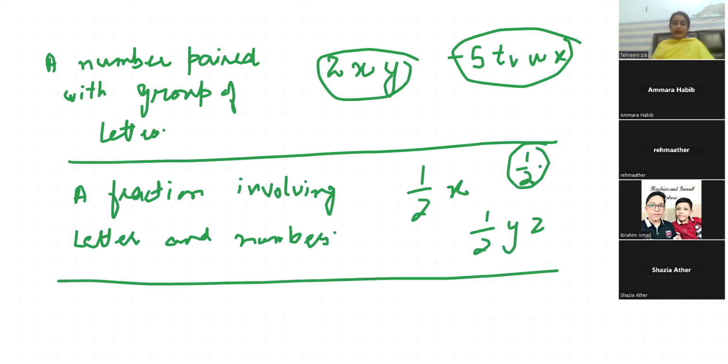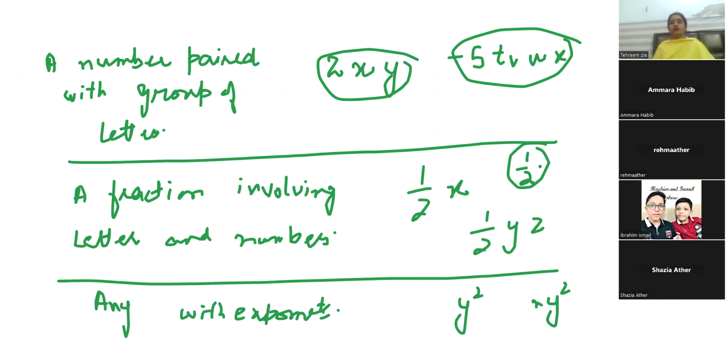Okay, any of the above that we have learned, any group with exponents is also one term. And you know what exponents are? If someone has already read it, they're called powers. For example, y square, xy square, 2y square, or 2xy square. So this is all one term.